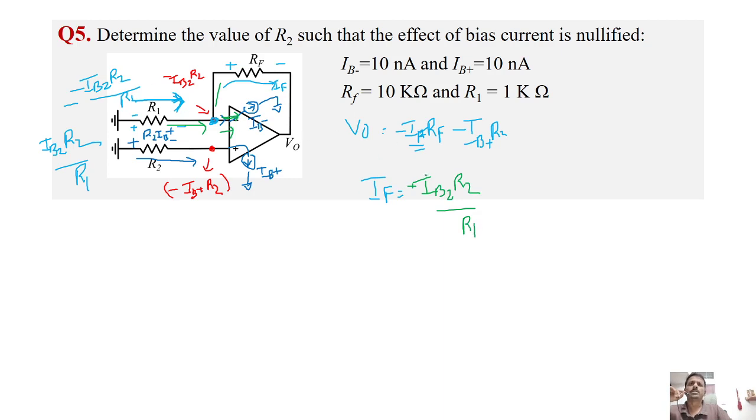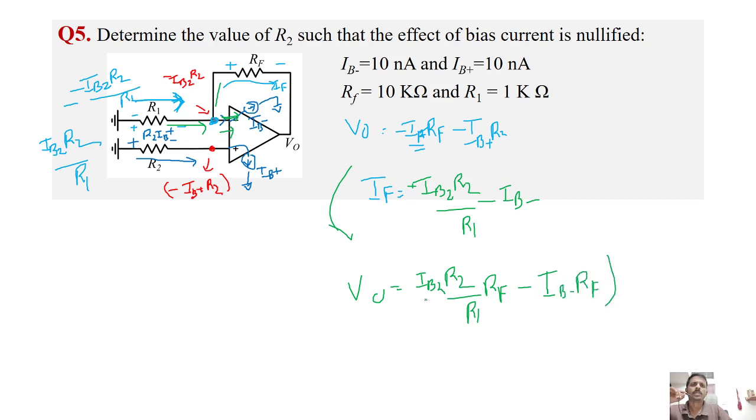Okay, and what is this current? That is minus IB1, IB minus. So this is current IF, and on substituting this here, V0 equal to, we'll get IB2 R2 by R1 into RF minus IB minus into RF. So I just substituted in the first term, okay, and minus IB plus R2.